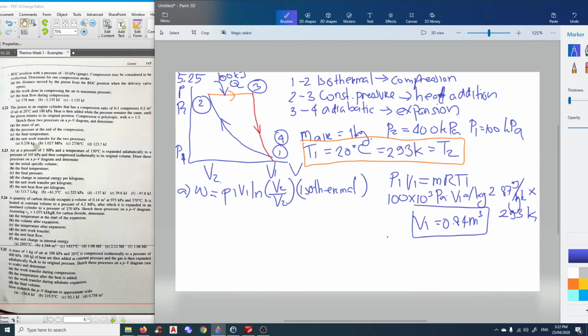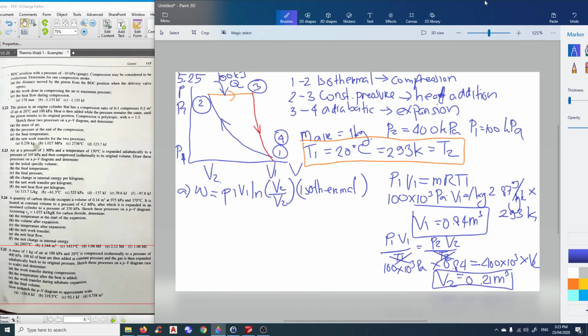Next, to calculate V2, we can use P1 V1 over T1 equal to P2 V2 over T2. Now because it's isothermal, the T is the same, so we end up with that. So we know P1 is 100 kPa multiplied by V1 is 0.84, equal to 400 multiplied by V2. So solve for V2 is 0.21 cubic meter.